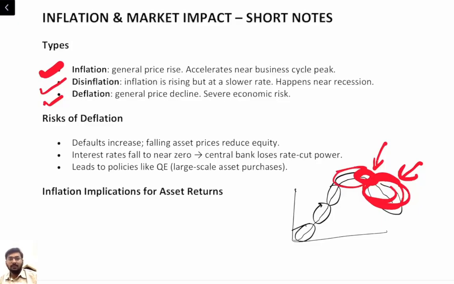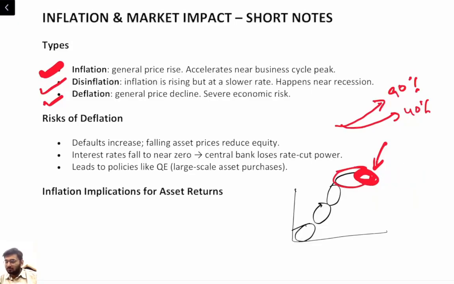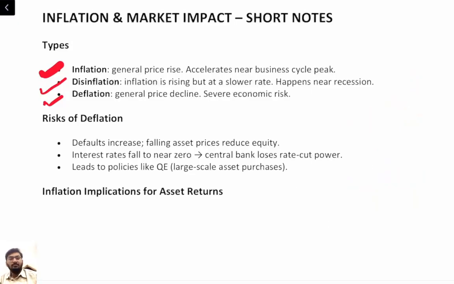the market. Clear? Inflation rising, disinflation, the rate will start falling down. Inflation is rising. Earlier it was rising at a strike rate of say 90%, but now it is rising at a strike rate of say 40%. So the speed of increase has reduced. Are you clear? These are the 3 terms: inflation, disinflation, and deflation. Now deflation is very risky.